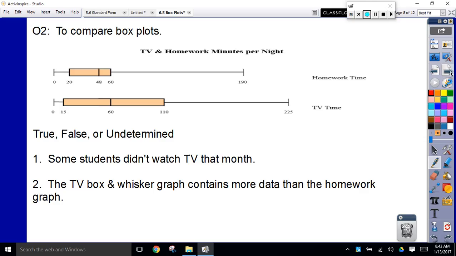Lacey? True. How do we know that? There's a 0. If there was no one who had 0 minutes, then we would have some other minimum. If the lowest was 5, our box plot would start at 5. Okay, number 2: the TV box and whisker graph contains more data than the homework graph.